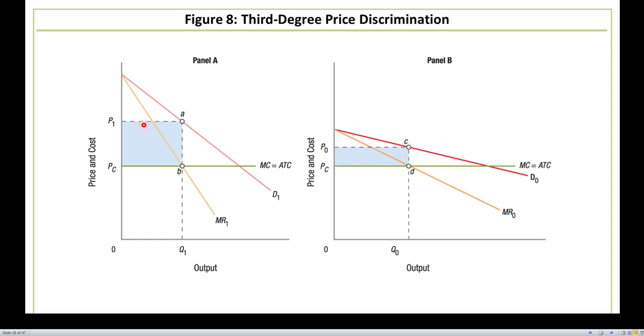Adding these two areas is going to give us the profit for the firm practicing third-degree price discrimination, and that, of course, is still going to be larger than if the firm had to charge everyone the exact same price. So there are three degrees of price discrimination: first degree, second degree, and third degree. And you know exactly what the demand and supply analysis of each of these discrimination techniques is going to be.